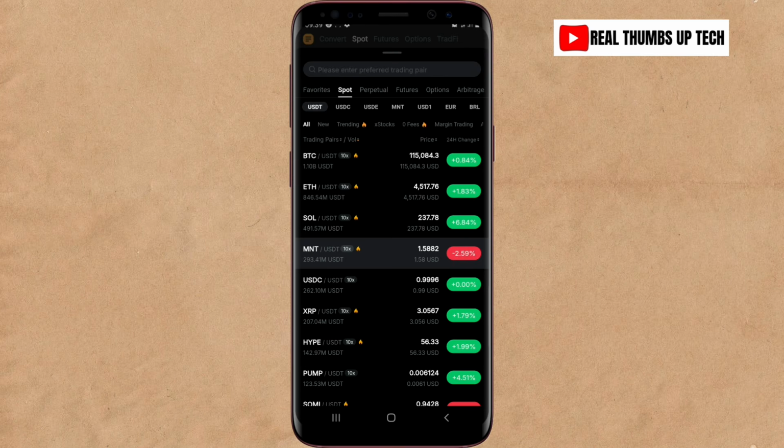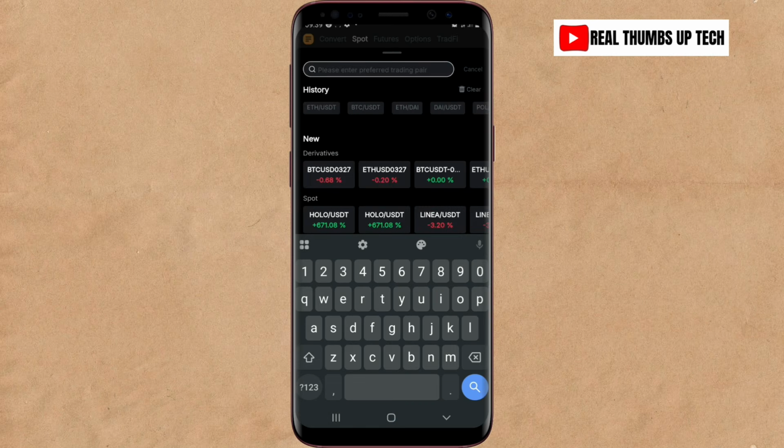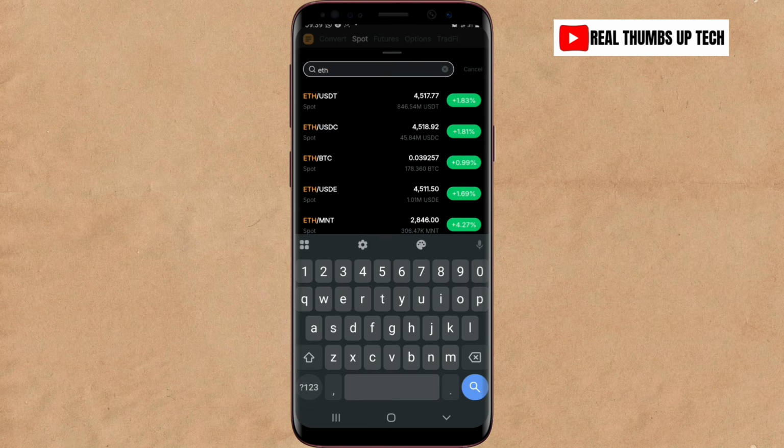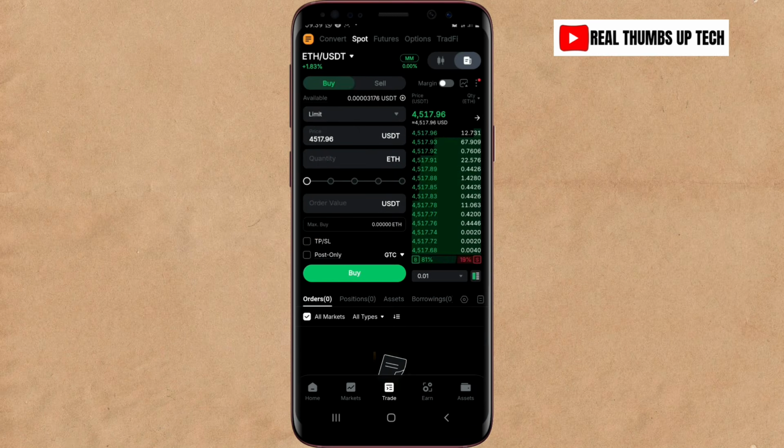So let's just perform a simulation. You look for, let's say, Ethereum USDT, for example. Should we use BNB? Okay, let's use Ethereum for today. Maybe in my next video, I'll use BNB or any other coin. All right, this is Ethereum USDT.